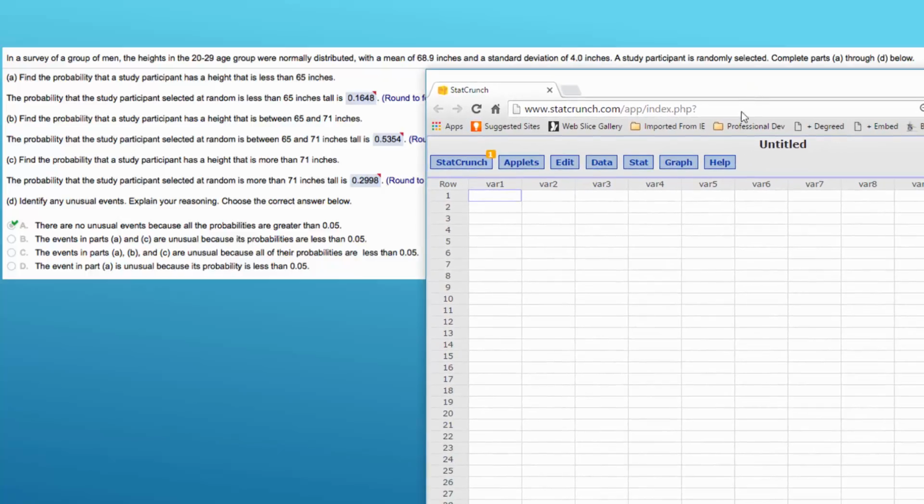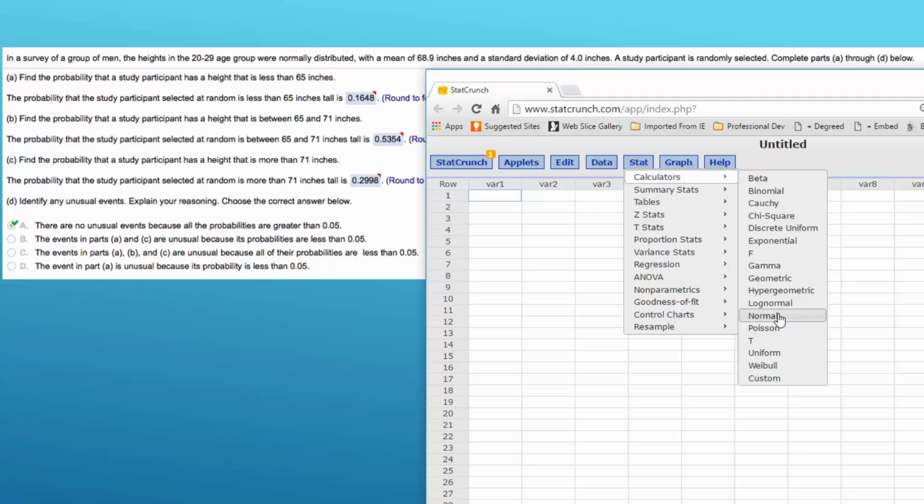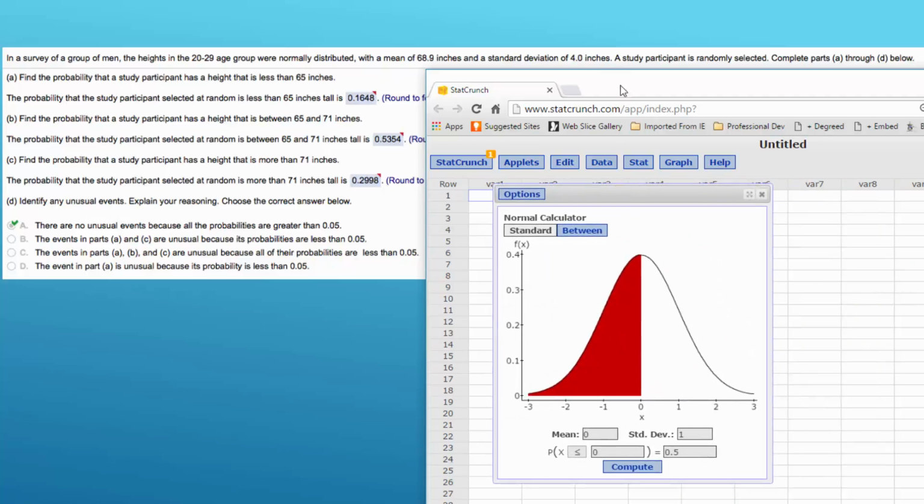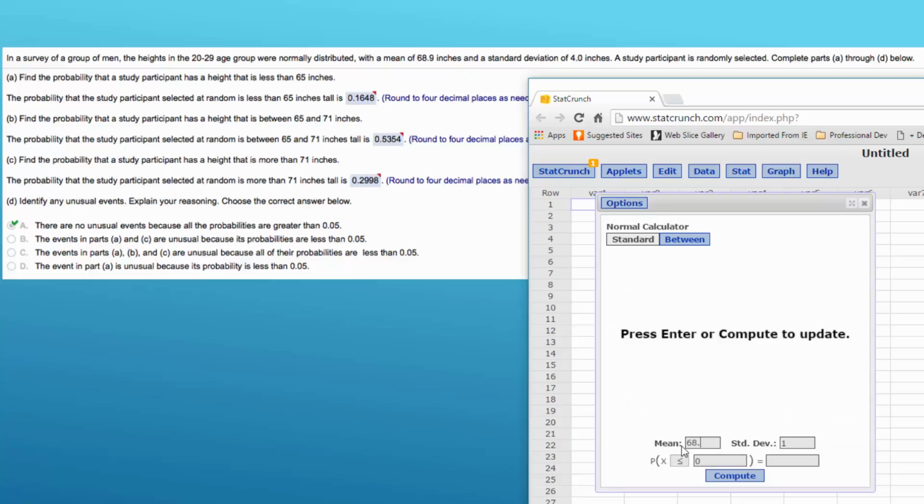Okay, here's StatCrunch, and really all we have to do in these normal distribution problems is click on Stat, Calculators, Normal, and we bring up this neat little device which draws our curve for us. It comes up with a standard normal, 0 and 1, but this is just a normal with mean of 68.9, standard deviation of 4, and the first one we want is less than 65.